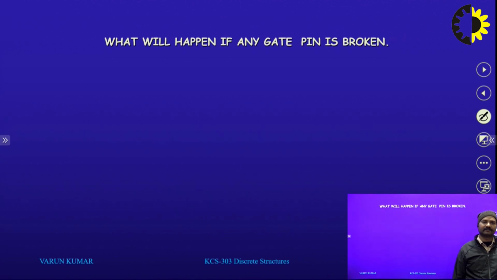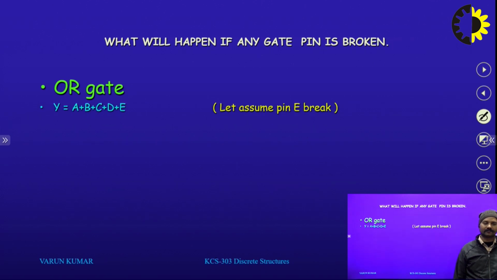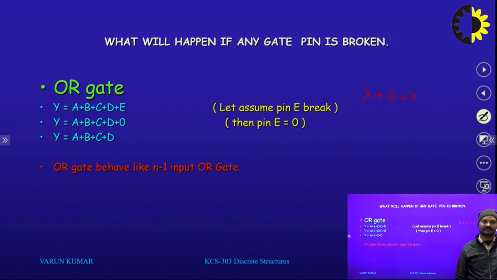And what will happen if a pin is broken in an OR gate? Then what is the logic of the OR gate? A plus B plus C plus D plus E. If we assume that pin E is broken, then the value of E is equal to 0. If we add any Boolean expression x with 0, we get the output x. So what is the output? That is A plus B plus C plus D. It behaves like an n minus 1 input OR gate. Okay.